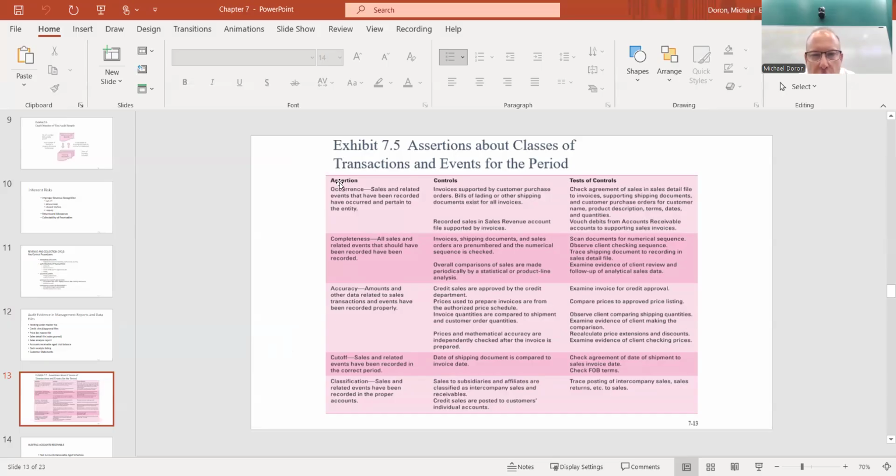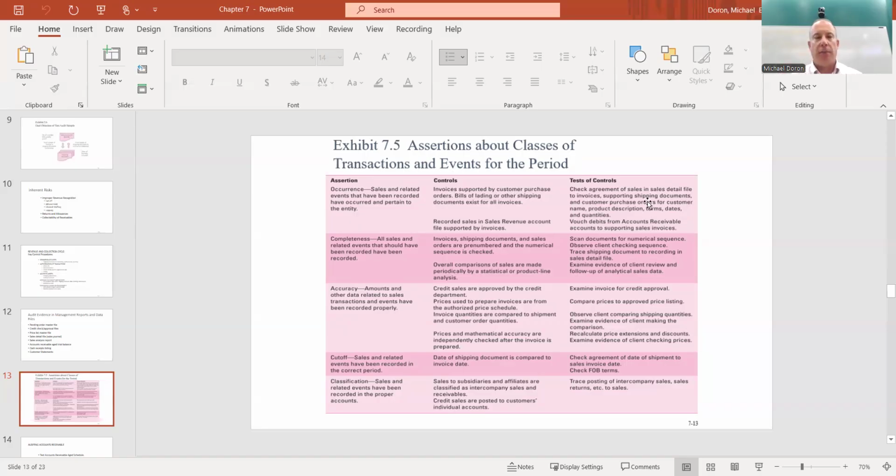So, for example, occurrence. Sales and related events that have been recorded have occurred. So the sales really exist or they occurred. What are the controls that should be in place to make sure that happens? Invoices supported by customer purchase orders, bills of lading, or other shipping documents exist for all invoices. Okay, and how would you test these controls? Check agreements of sales and sales details filed to invoices supporting shipping documents and customer purchase orders.